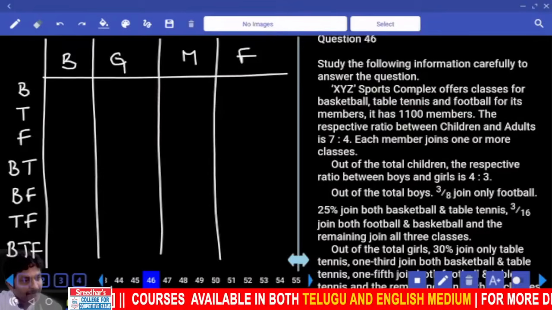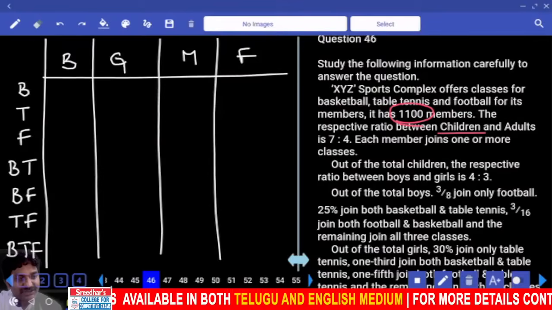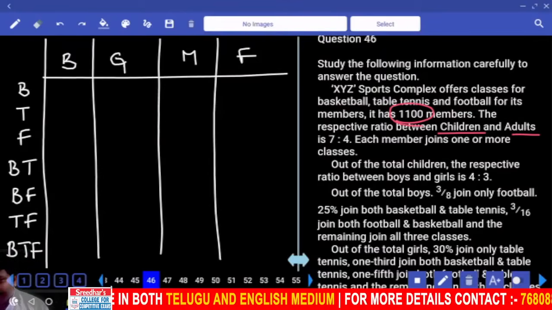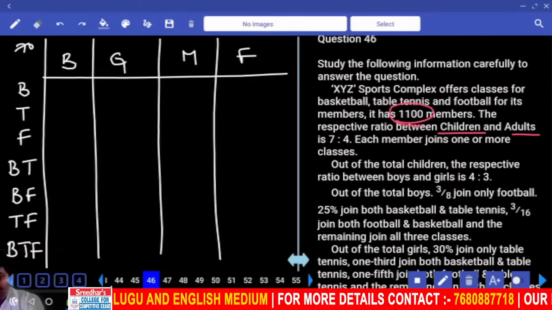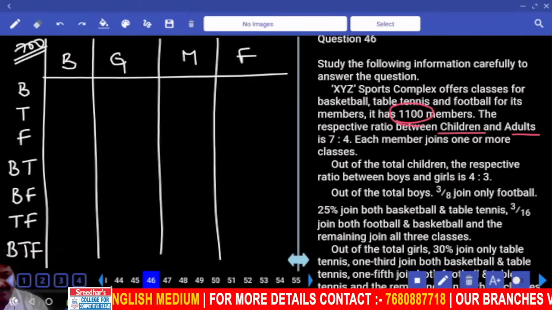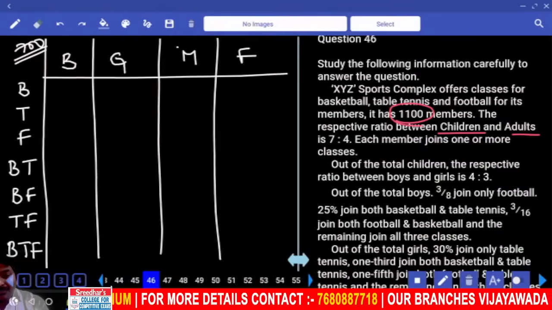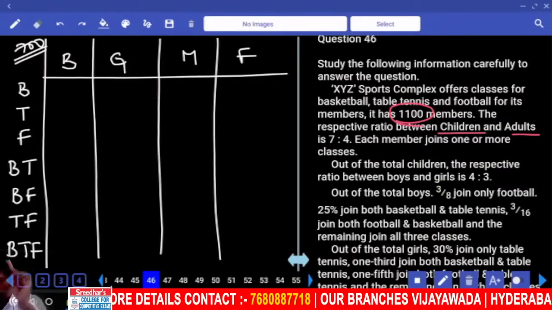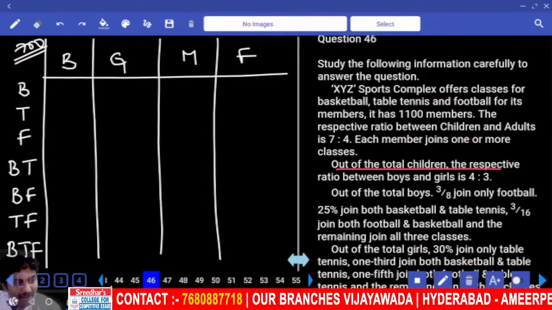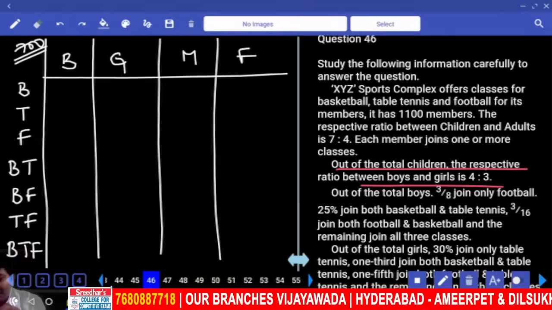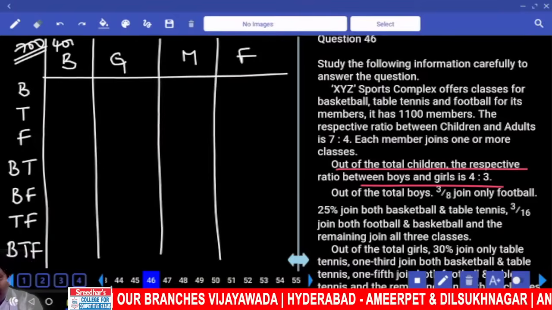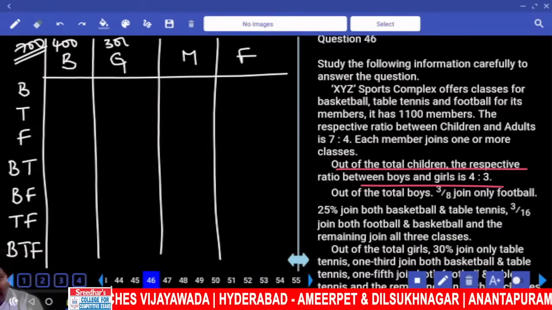Out of 1100, children and adults are in the ratio 7:4. So children are 700, adults are 400. Okay, now remember this. Out of children, boys and girls are in the ratio 4:3. So, 400 and 300.